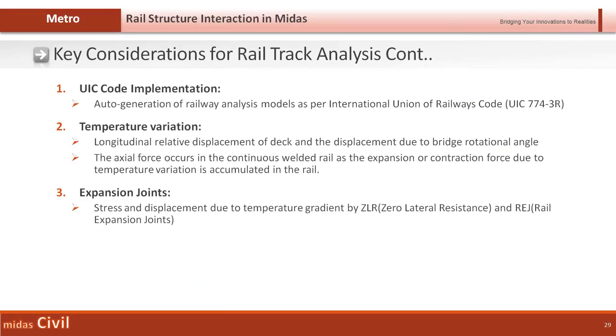And one more thing you can do with rail structure interaction is that in Midas Civil there is full UIC code implementation. So UIC is the International Union of Railways. They have given some considerations for rail structure interaction that can be fully simulated using Midas Civil. Also, due to temperature variation, there will be some longitudinal relative displacement of the deck, and there will be some very high axial force occurring. That will be explained more in the next slide.